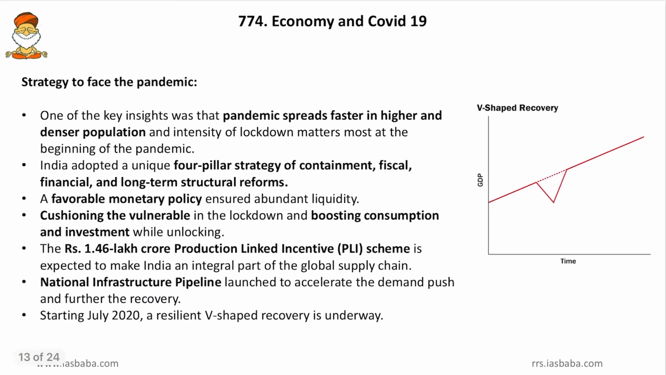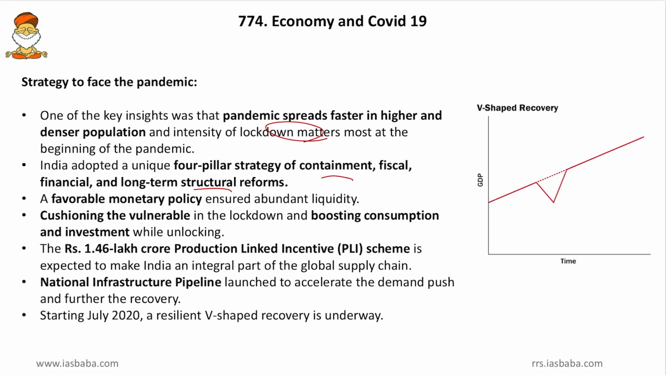Then come to the next one, the economy and COVID-19. Friends, what does the economic survey say about the COVID-19 situation? One of the key insights was that the pandemic spreads faster in higher and denser population areas. Yes friends, obviously, in denser population areas, COVID spreads rapidly. Then the intensity of lockdown matters most at the beginning of the pandemic. So not throughout the pandemic, only at the beginning does the lockdown matter. So these two facts we have to remember. Then India adopted a unique 4-pillar strategy, that is containment, fiscal and financial stimulus, and long-term structural reforms. Friends, India is the only country which adopted structural reforms in the wake of COVID-19. So this fact is also worth remembering.